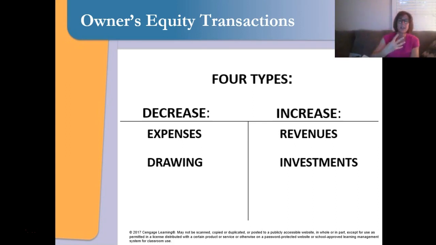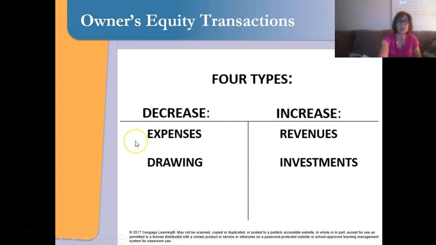There are four kinds of transactions. You may be saying to yourself, well, okay, we've done a number of things so far and nothing's touched owner's equity. Why not? There are four kinds of transactions that are going to impact your owner's equity account. Those are expenses and drawing. And when I say drawing, I don't mean like coloring. I mean the owner deciding he's going to take some money out of the business, remove some of the equity, and go do something with it for his own separate purposes.